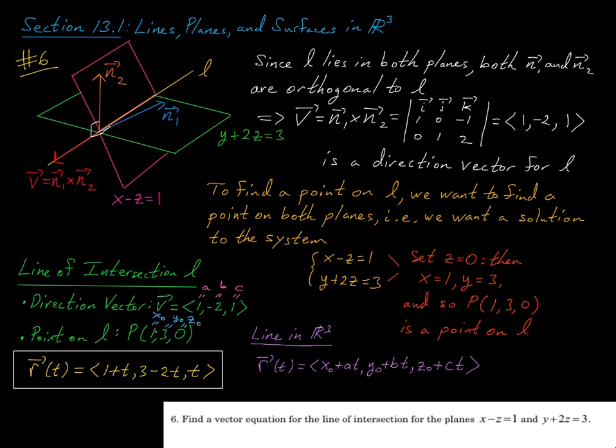So you put that all together, and you get 1 plus t. So x0 plus at would be just 1 plus 1t. That's the i component of our vector equation. And then y0 plus bt, that's going to be 3 minus 2t. That's the j component of our vector equation. And then lastly, z0 plus ct, that's just going to be t. That's our k component. And that will do it.